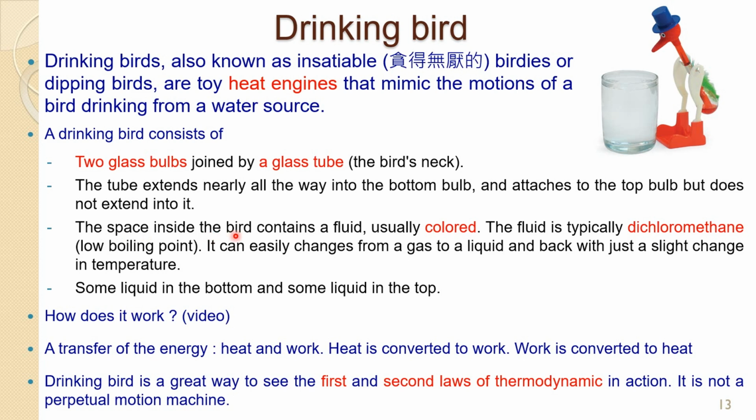A space inside the bird contains a fluid, sometimes with color. The fluid is typically dichloromethane, a highly volatile liquid with a low boiling point. It can easily change between gas and liquid. According to temperature differences, this liquid can change to vapor rapidly. That's why this can become a drinking bird.